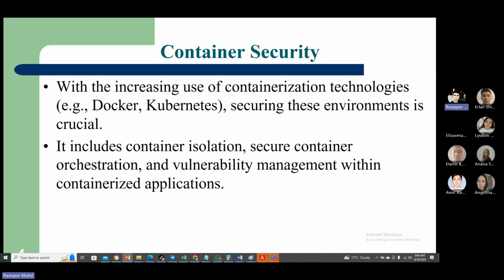Container isolation is one of the fundamental aspects of container security. It is about ensuring that containers are adequately isolated from one another and from the host system. Proper isolation helps prevent malicious processes within one container from affecting others or gaining unauthorized access to the host system. This can be achieved through various mechanisms.